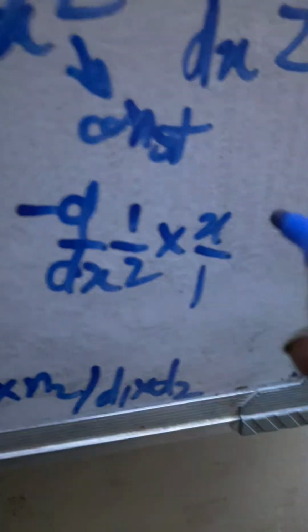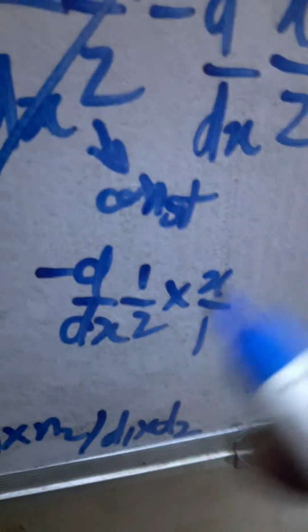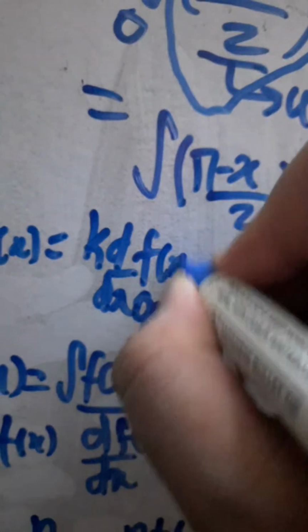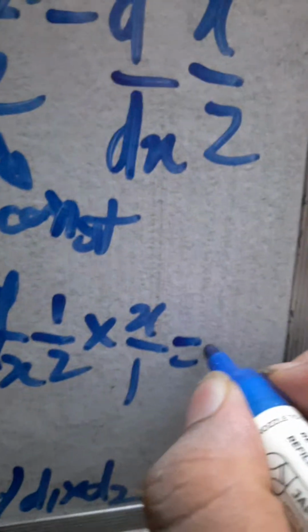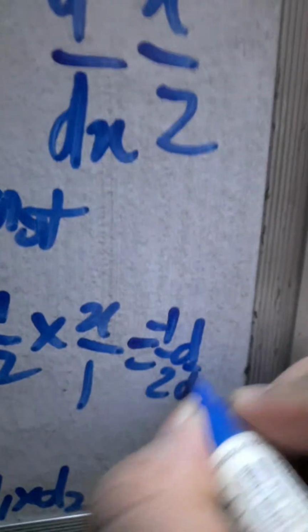So when I have 1 by 2 multiplied by 2x by 1, 1 is a constant, 2 is also a constant, so these two are numbers. So what I can do is take the derivative of, let's say, a constant into a function. It is equal to the constant taken out, the derivative of the function, and later you can multiply the constant to the function. Okay, so what I can do is half minus derivative of x.